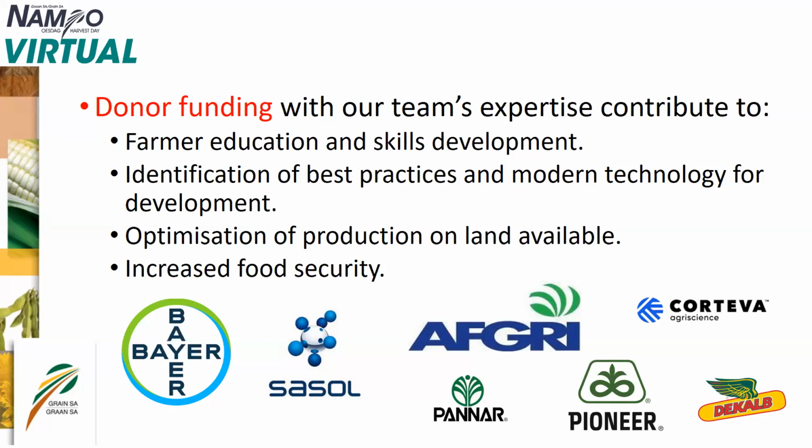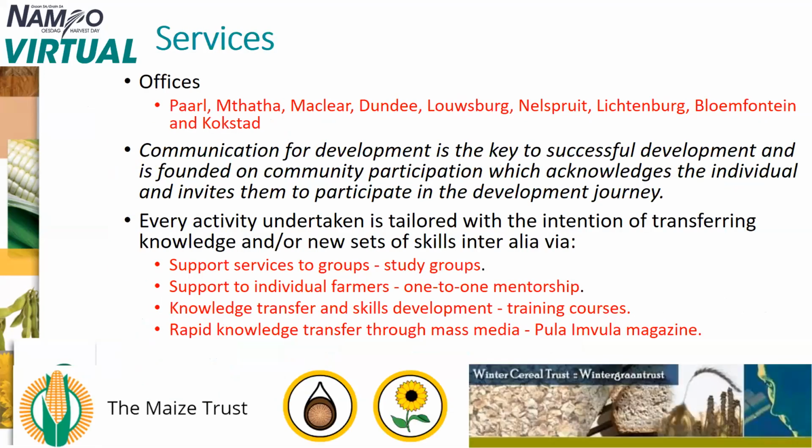Through these partnerships, we identify the best practices in the modern technology. We utilize the partners to do the knowledge transfer to the producers as well. At the end of the day, the goal is to increase the food security and to get producers that's got resources to get to a commercial state. Part of the services that we render, we also get funding from the different commodity trusts, the maize trust, the protein oilseed trust, and the winter cereal trusts.